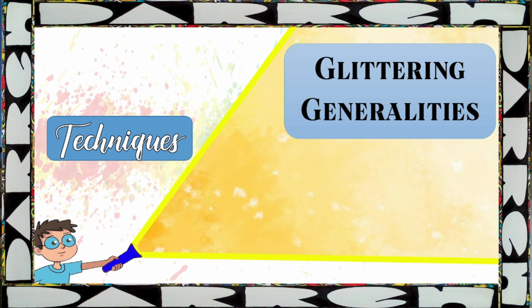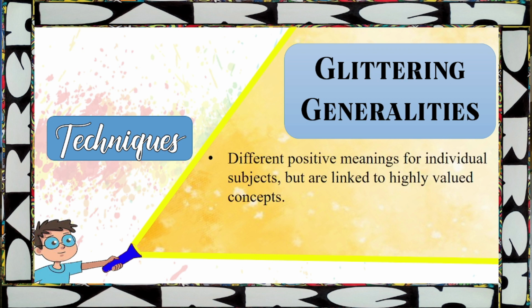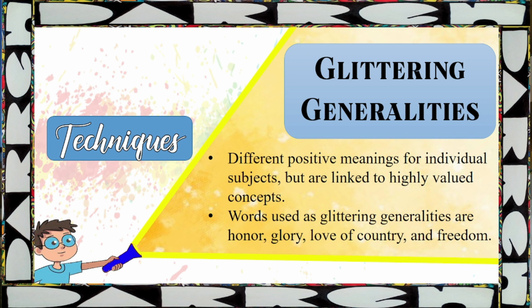Second technique, we have glittering generalities. As the term implies, these are words that have different positive meanings for individual subjects, but are linked to highly valued concepts. Words used as glittering generalities are honor, glory, love of country, and freedom.